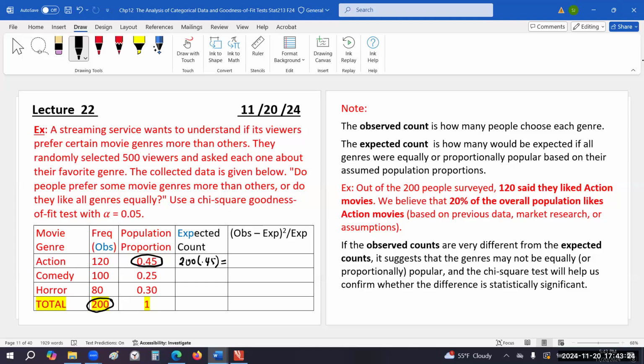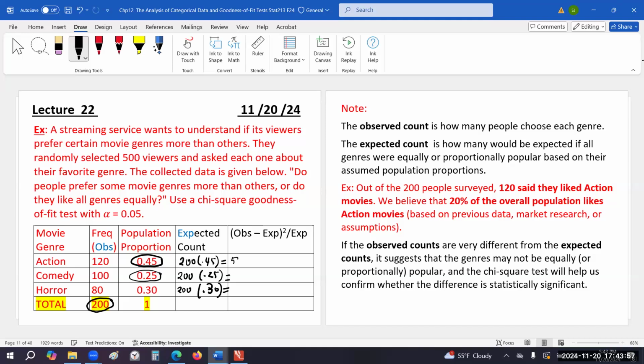And what is 45% of 200? You guys figure this out and let me write this down. The next one says 25% in general like comedy. So we want to see what is 25% of 200. So 200 times 0.25. And the last one, 30% like horror movies. So in 200, how many people are supposed to like the horror movie?